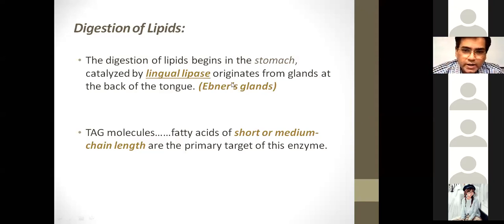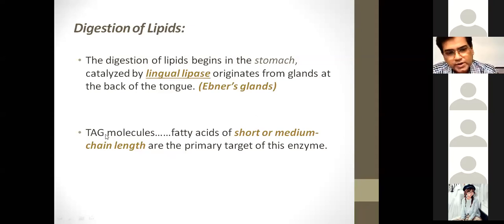So lingual lipase is produced by the Abner's glands, and these glands are present at the back of the tongue. These are the little glands which produce very minute quantities of lingual lipase. What does this lingual lipase do? It is not going to digest the fats or the triglycerides that we eat, but it will bind with the lipids or the fats within the oral cavity and start the process of digestion.